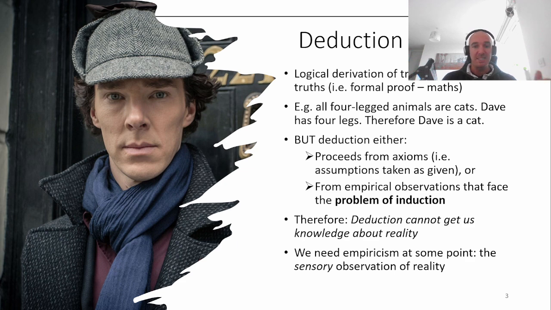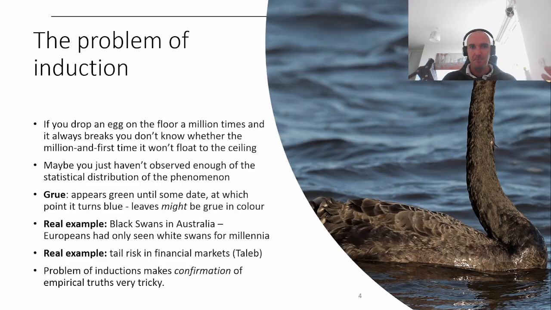So the issue for deduction is that deduction can't get us knowledge about reality on its own. We either need to start from axioms, so these are not realistic, they're not observations about reality, they're assumptions that we make in an abstract mathematical space, or we have to start from empirical observations of reality where we're not relying on deduction, we're relying on induction. So we need empiricism at some point, either to start from reality or to get back to reality.